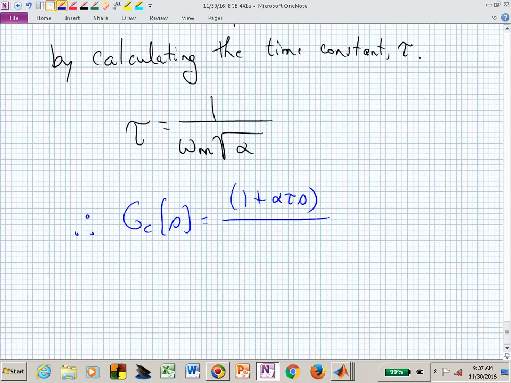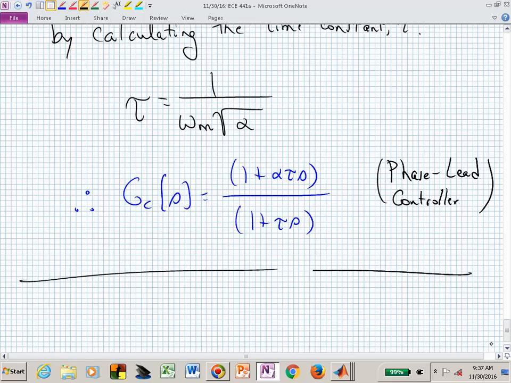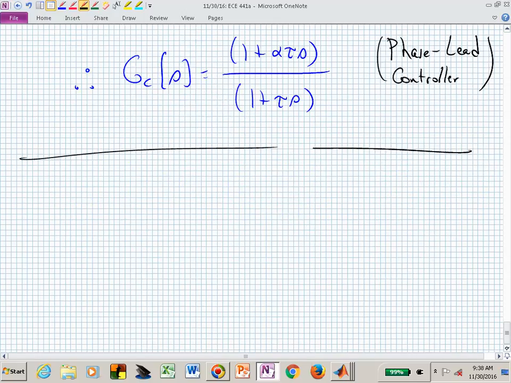There's the zero location, depending on alpha and tau, and our pole. And this is now our phase lead controller. And obviously you would check the phase margin of this compensated system, the red curve, and if it's not sufficient, then you have to try to increase that phi sub m by going back earlier in the design steps. Let's look at an example of applying these steps to create a phase lead controller.